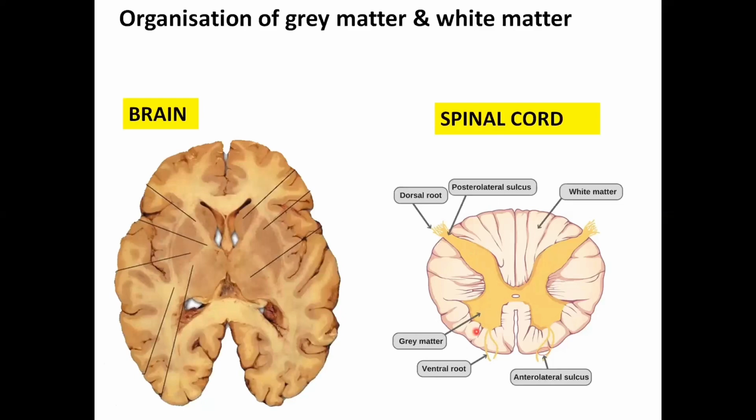Whereas the white matter that you see here, which is made up of the myelinated axons, is further divided into the anterior funiculus, posterior funiculus, and lateral funiculus. The white matter lodges the tracts.